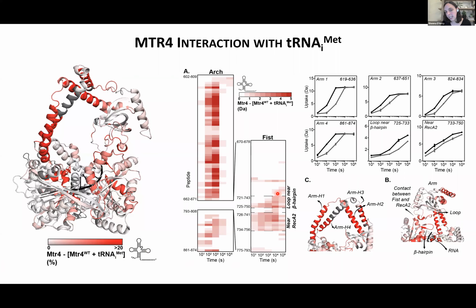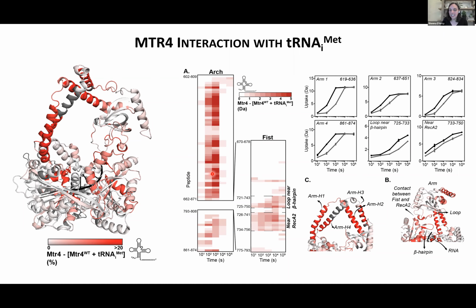And the first thing that we see is that in this fist domain, this domain sitting right here, we get these changes that very much resemble those that we see in the core. And so this led us to hypothesize that this fist domain was in fact directly interacting with the tRNA. The second observation, as I said, was that we had these short-lived differences in the arch domain, and this led to our hypothesis that this was a conformational change associated with the tRNA binding.